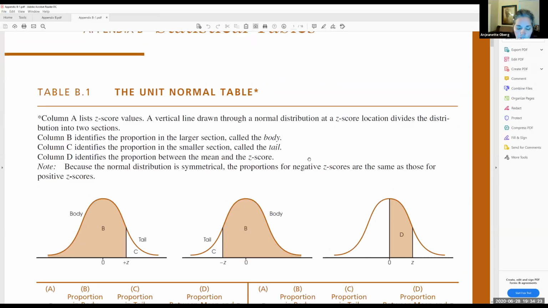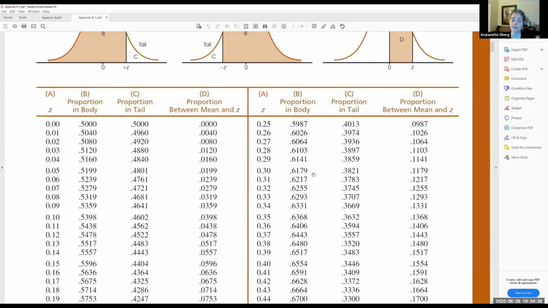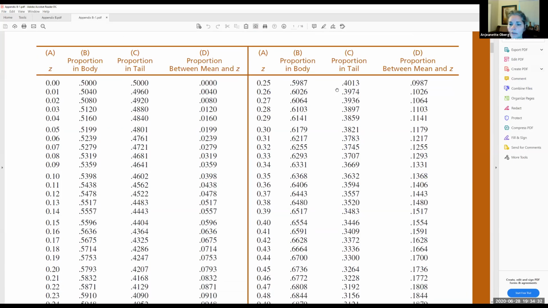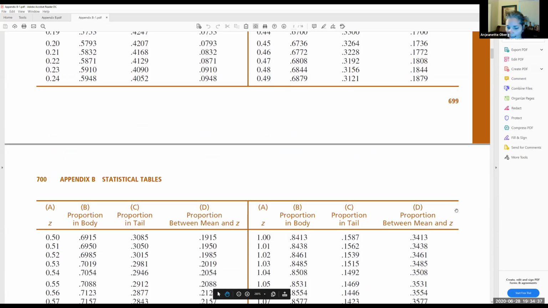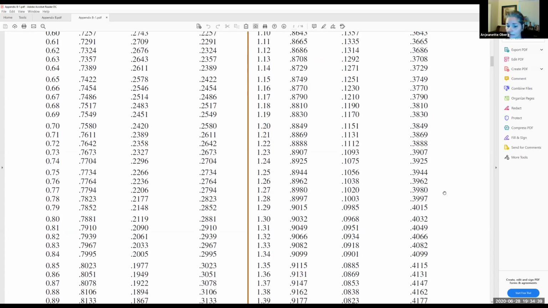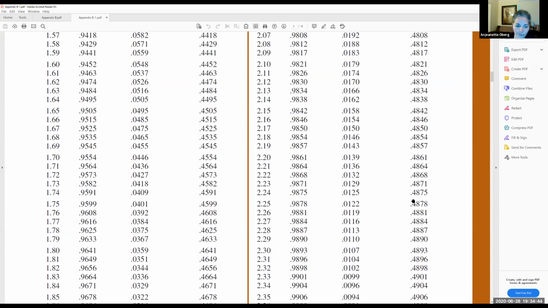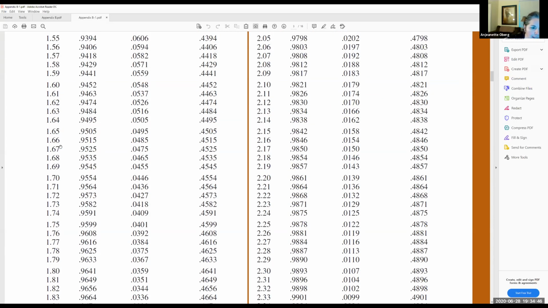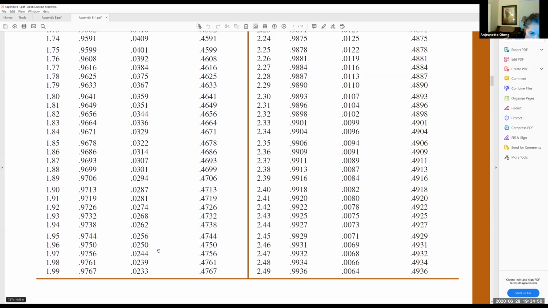Now, when we're looking at this unit normal table, I want to look for the z-score that corresponds to 5% in the tails or 1% in the tails, okay? So I'm going to focus here on column C for proportion in the tail, and I'm going to scroll down until it gets to 5% and 1%. And we already know what the boundaries are for 5%. They are the 1.96, remember? Here we go. That's about 0.025 in the tail.